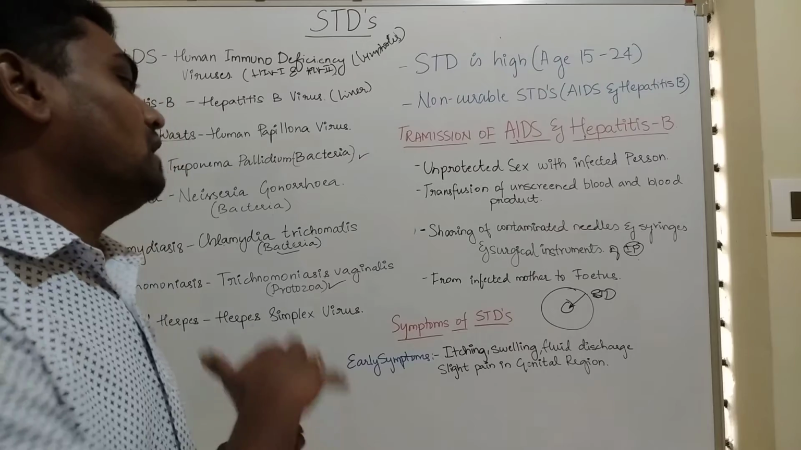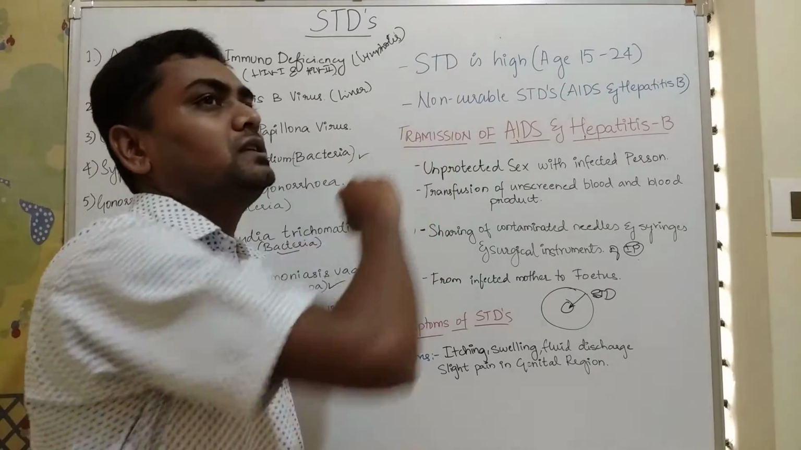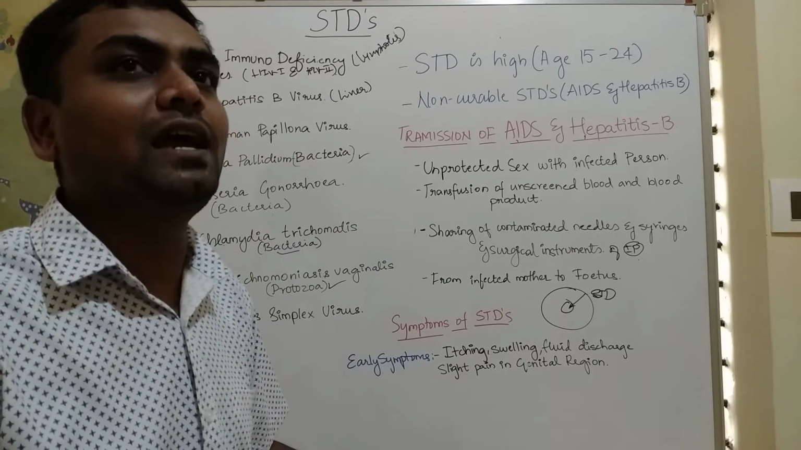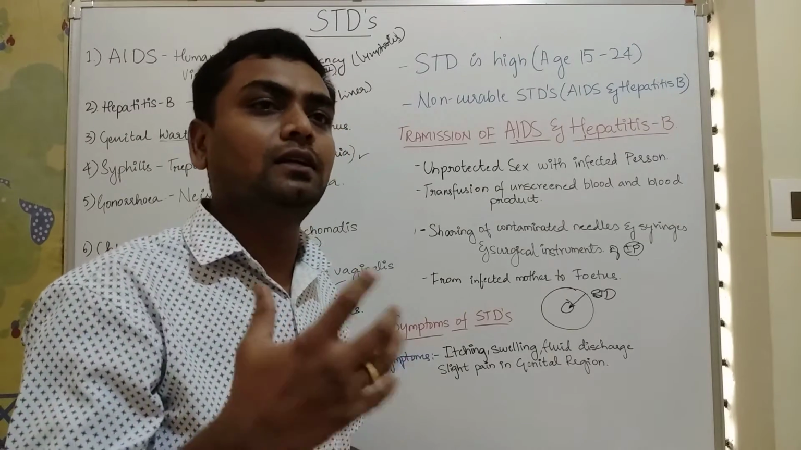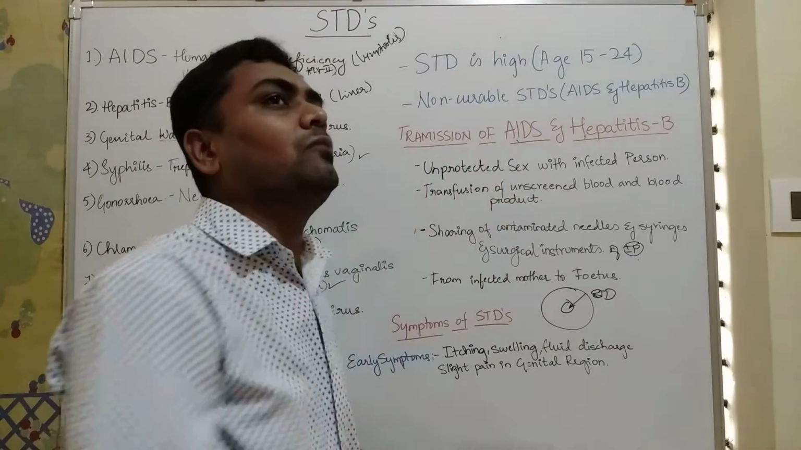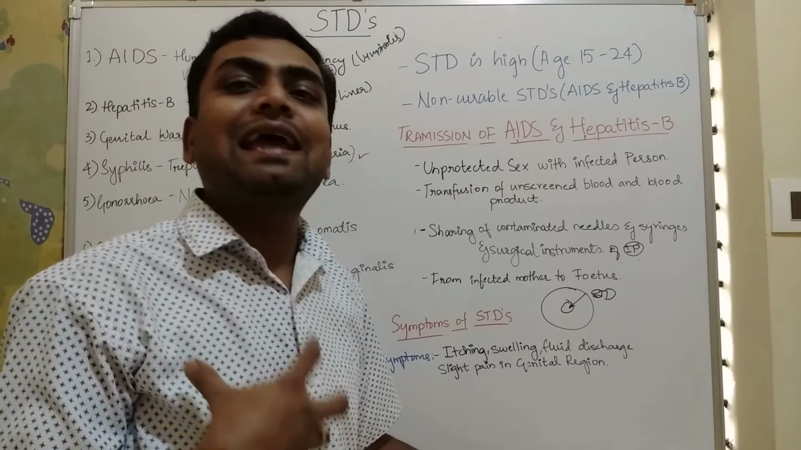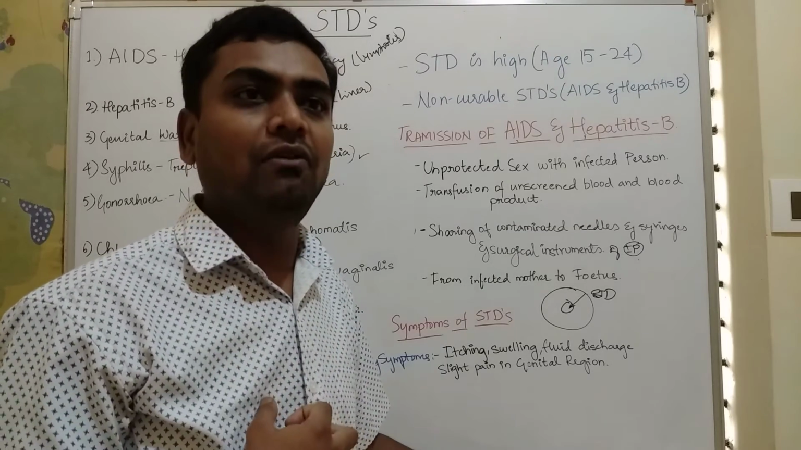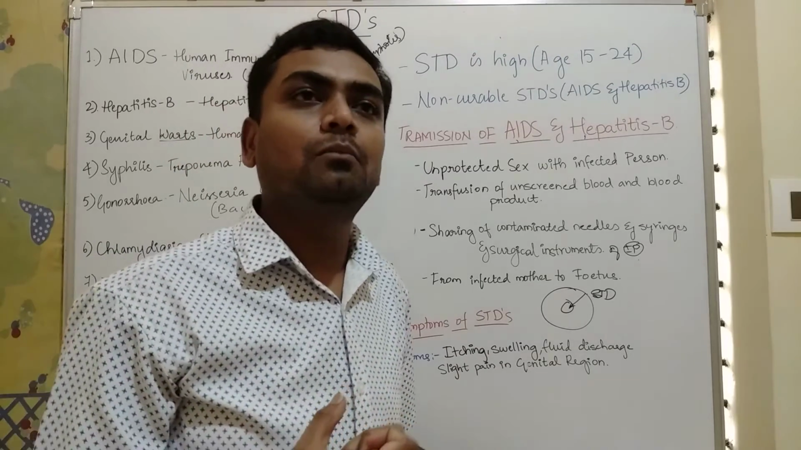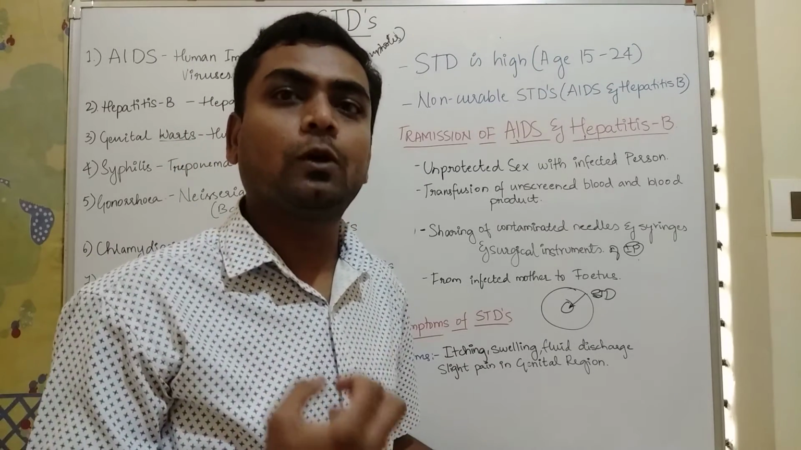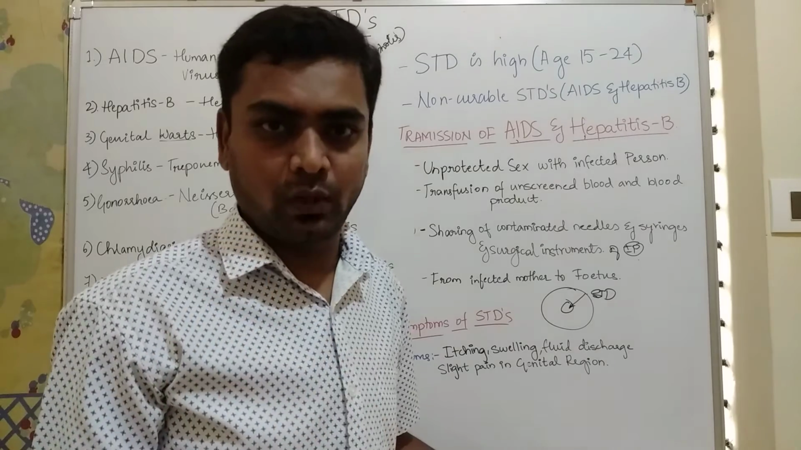It is mainly seen in young adults, 15 to 25 or 30 years. That time only, it is called the more excited age of having the desire of having sex with multiple partners, maybe unprotected sex with sex workers.